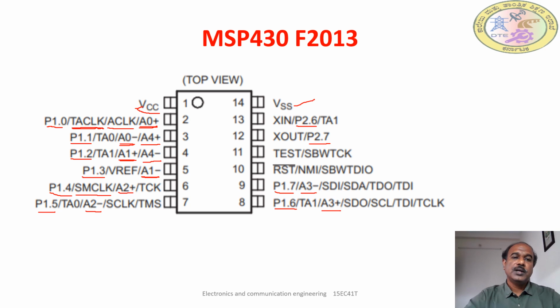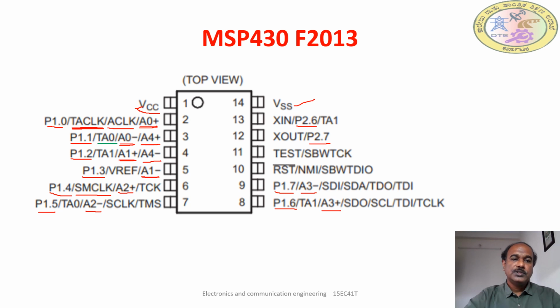So remember, in this MSP430 microcontroller, there is a built-in timer that is called timer A. So we can give the external clock input to that timer by using this pin, that is TACLK. Okay, so that is the function of this TACLK. If we choose this pin number 2 for the second function, we can give the clock to the timer A inside this MSP430 IC.